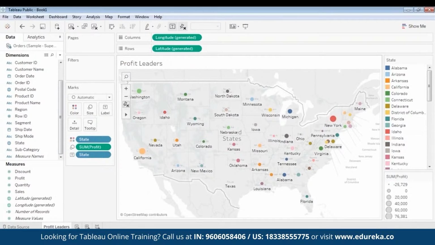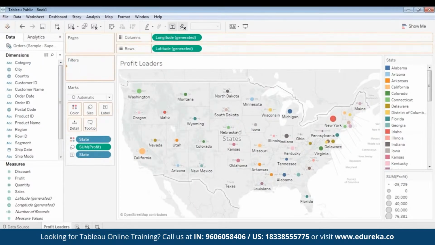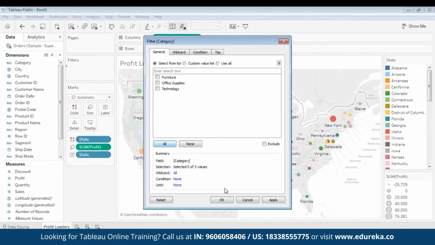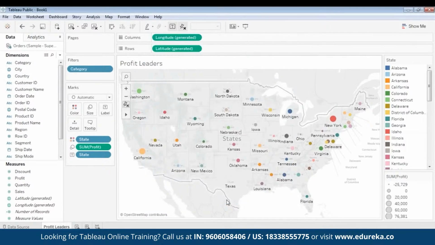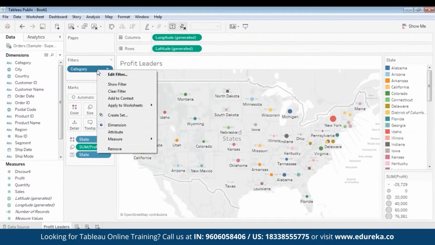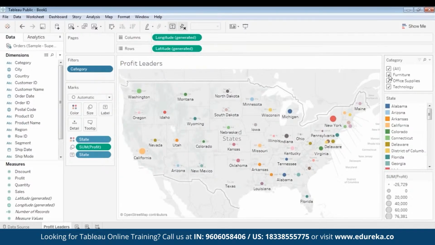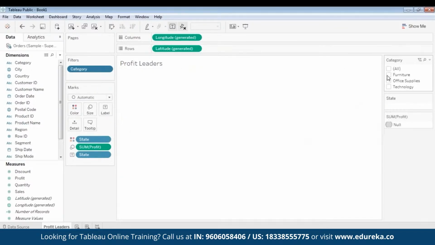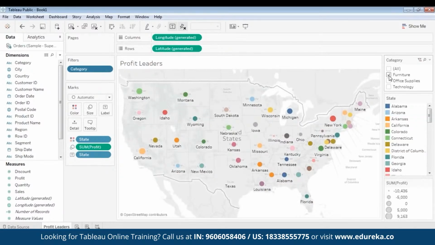Okay, now if you want to see category wise, if you want to add some kind of filter, let me just add a category, guys, over here. I will select all. Now you can see according to our data set, majorly we have three categories, right? Furniture, office supplies, and technology. Now let's see how they are doing in different categories. Let me right click it, and if you click on show filter, you will get your filters here as well. So let me just remove all, and I just want to see furniture, right?